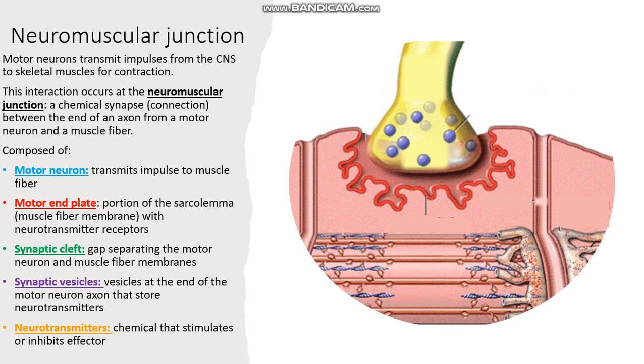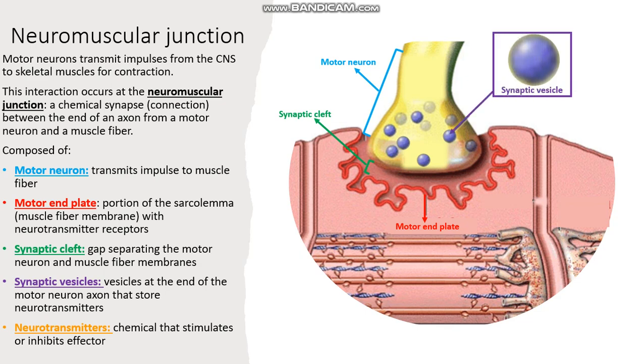The neuromuscular junction is the site where the motor neuron transmits an impulse to the skeletal muscle. It's a chemical synapse at the end of a motor neuron and a muscle fiber. It's composed of a motor neuron, which transmits the impulse to the muscle fiber; the motor end plate, which is a part of the muscle fiber membrane called the sarcolemma; the synaptic cleft, which is the gap separating the motor neuron and the muscle fiber membranes; synaptic vesicles, which store and release neurotransmitters; and the neurotransmitters, which are chemicals that stimulate or inhibit an effector.